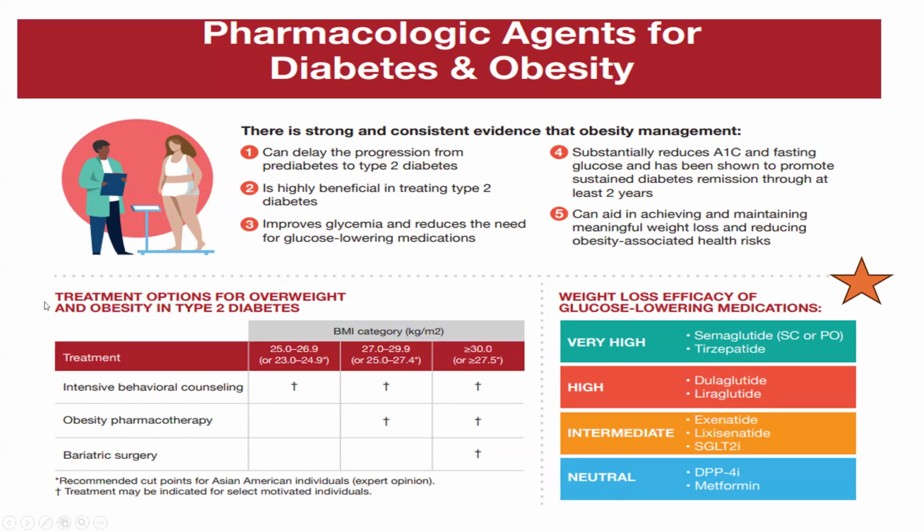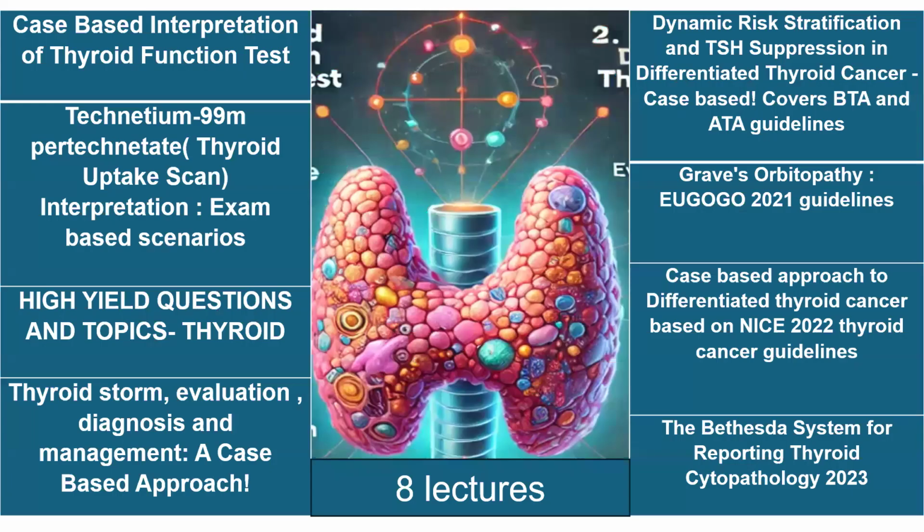Again, this is a good overview of the treatment options for overweight and obesity in type 2 diabetes. Obviously, intensive behavioral counseling is a must for all BMI categories. Obesity pharmacotherapy should be considered, as I already mentioned, for those above 30 and about 27 to 29 with other comorbidities as well. And bariatric surgery should be considered, as we already looked at, for more than 30. And we looked at all the categories where bariatric surgery will be useful in the previous slides.